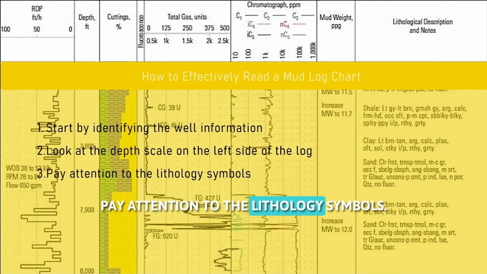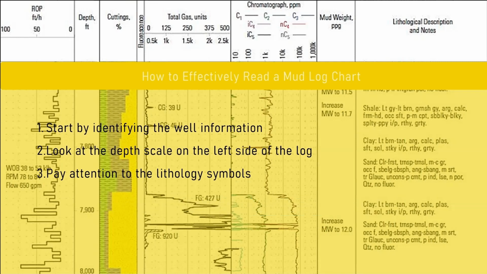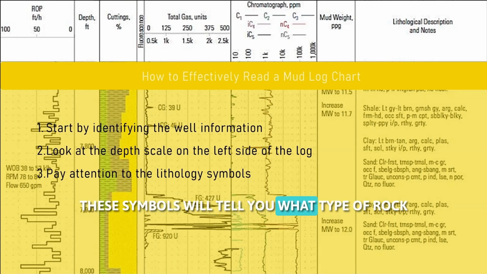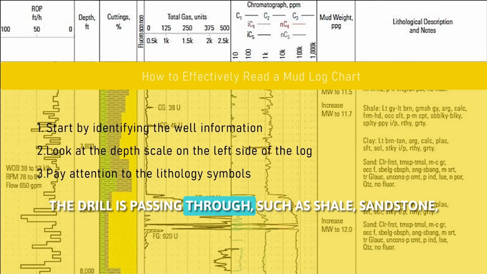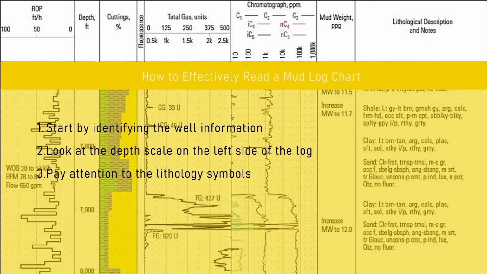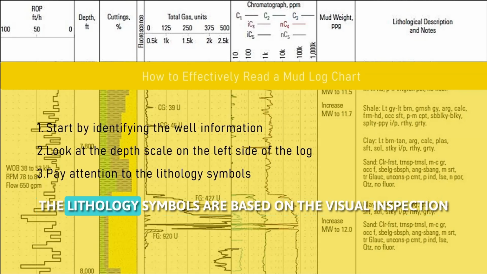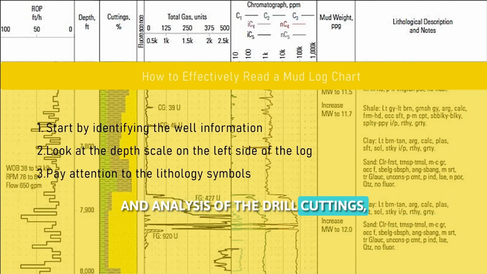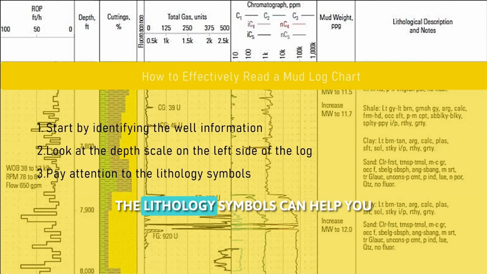Pay attention to the lithology symbols. These symbols will tell you what type of rock the drill is passing through, such as shale, sandstone, limestone, or dolomite. The lithology symbols are based on the visual inspection and analysis of the drill cuttings, which are small pieces of rock that are brought to the surface by the drilling fluid. The lithology symbols can help you to identify the formation boundaries, the reservoir quality, and the hydrocarbon potential of the well.